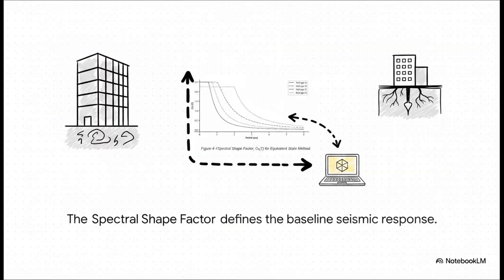And this graph right here is the absolute visual heartbeat of the new code. It's the spectral shape factor. It dictates our seismic baseline based on soil types, all the way from hard rock down to soft soil. See how, as the natural period of the building changes along the bottom axis, the design acceleration shifts vertically. We literally feed this curve into ETABS. It's like teaching the software exactly how the specific ground beneath us will amplify a quake.